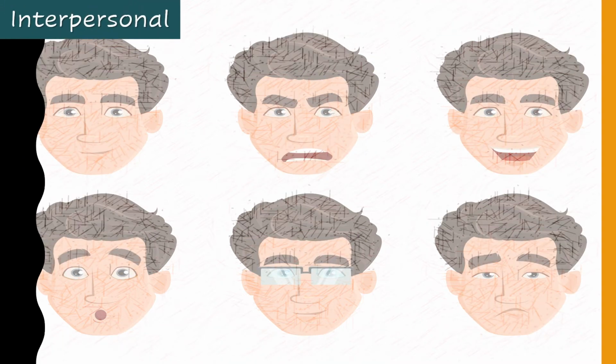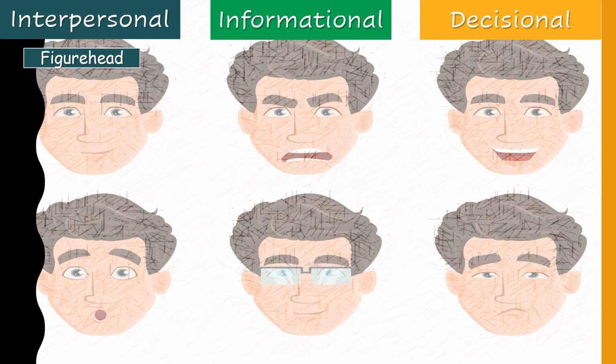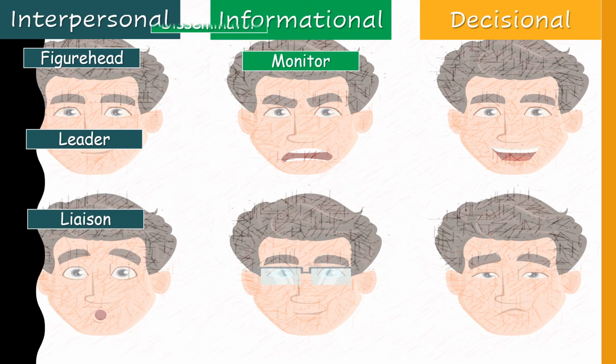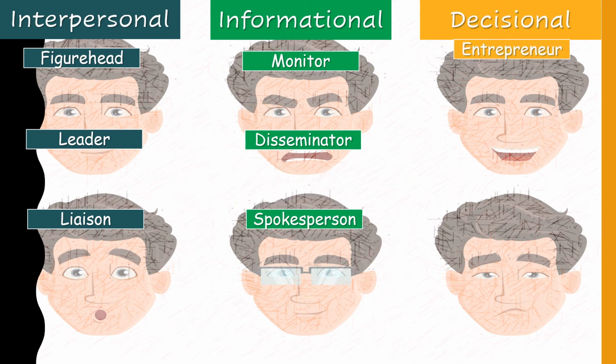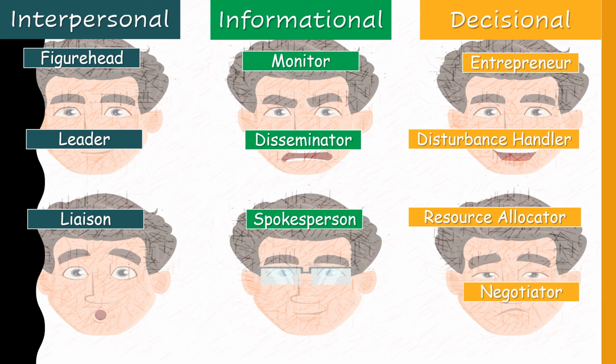Okay, now let's check your answers, and let me put this all back on the slide. Interpersonal, informational, decisional. Let's look at interpersonal first of all. Under interpersonal: figurehead, leader and liaison; under informational: monitor, disseminator, and spokesperson; under decisional: entrepreneur, disturbance handler, resource allocator, and negotiator. So let's look at the answers under interpersonal first. What is the description of a figurehead? It is a symbolic leader, a person or a figure that represents the company. So that refers to a figurehead.